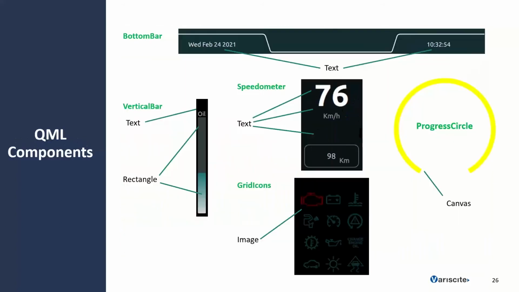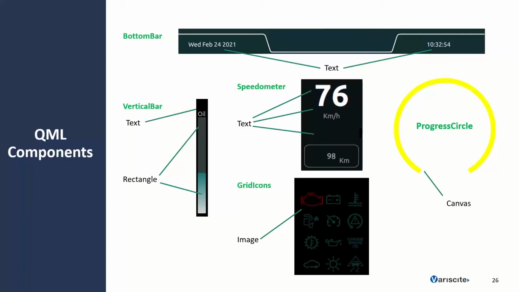Now let's try to understand the components. For the components, we have the bottom bar that needs to render the text for the date and for the time. We need a vertical bar that is composed by two rectangles and a text providing the level information. We have the speedometer that should provide the actual speed and the actual kilometers done till now. The grid icons are supposed to change their status along the path. And also we have a progress circle that is supposed to render constantly the real speed.